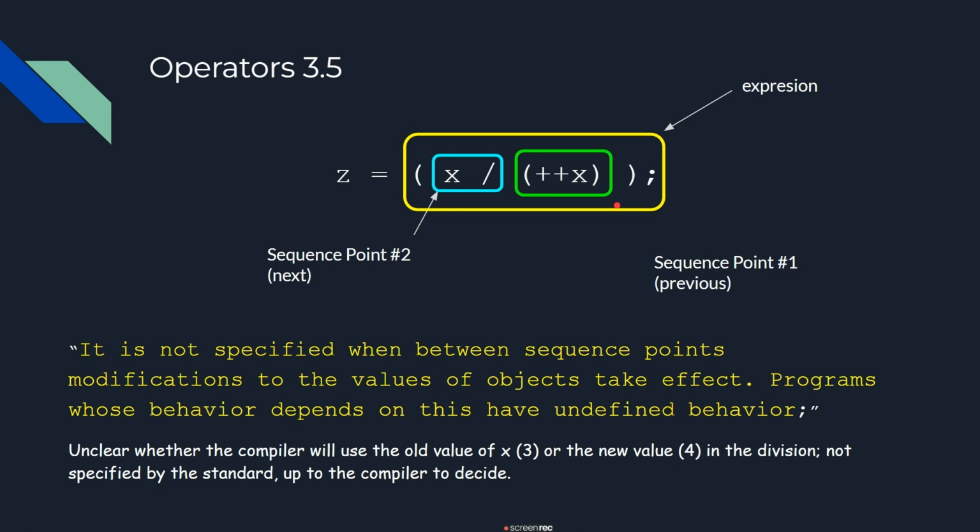And once again, quoting from the online documentation, quote, "It is not specified when between a sequence point modifications to the values of objects take effect. Programs whose behavior depends on this have undefined behavior," end quote. So once again, the compiler can choose to have the old value of 3 as the numerator or the new value of 4 as the numerator in this division operation. But it'll be up to the compiler to decide.